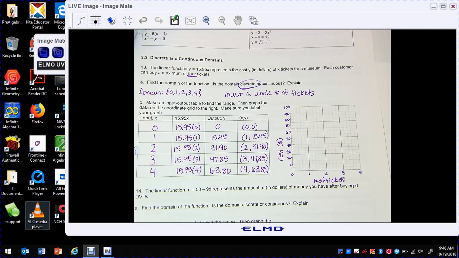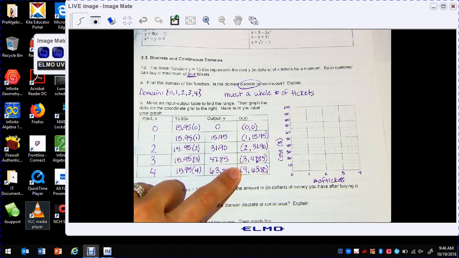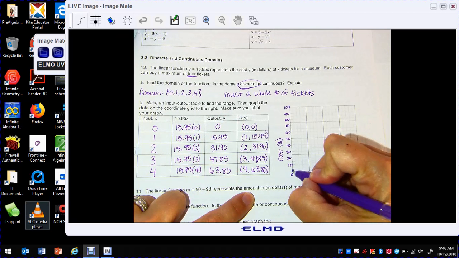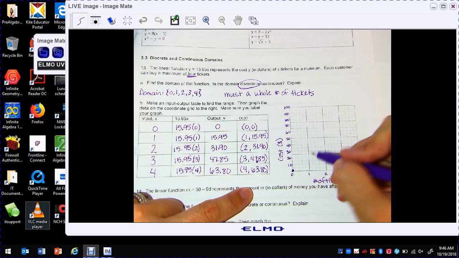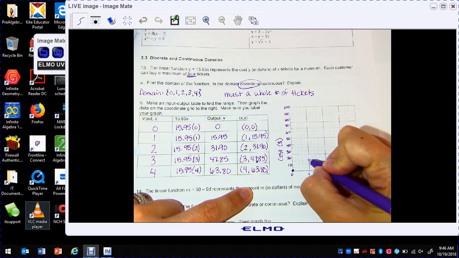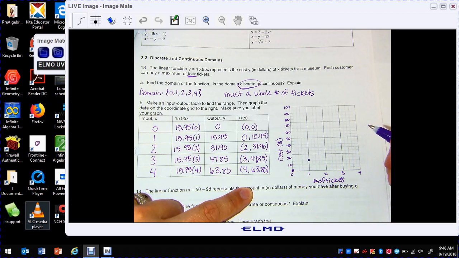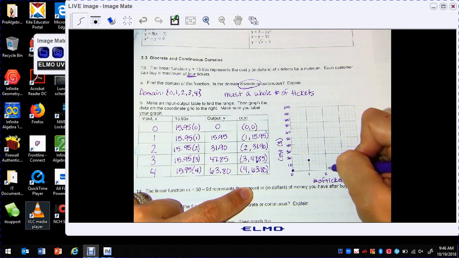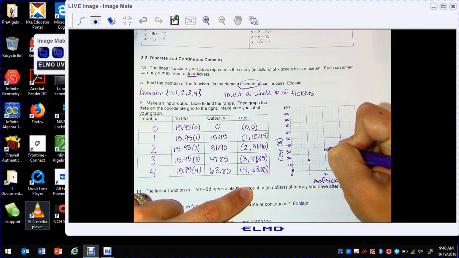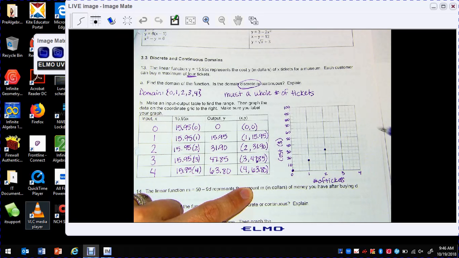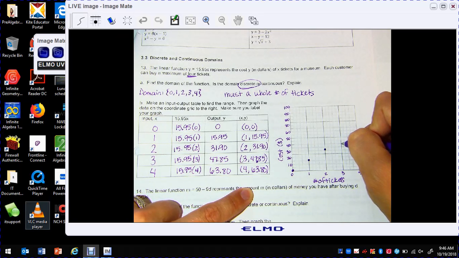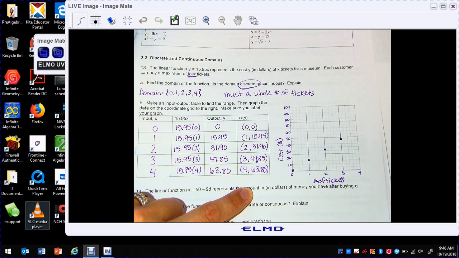Okay, and then I can plot these points to get what my graph should look like. So I have (0, 0). Okay, at 1, the cost is $15.95, so it's just right over that 15 line. At 2 tickets, it's going to be $31.90. At 3 tickets, it's going to be $47.85. Whoops, if I can get that there. That's a big dot.